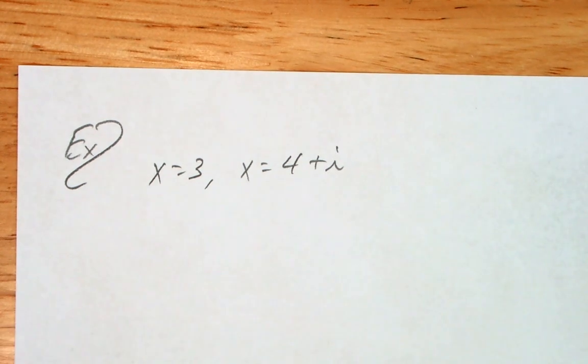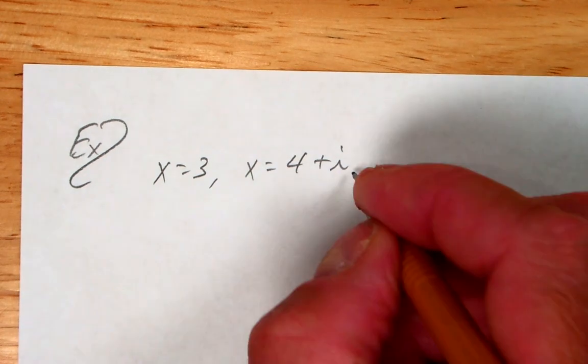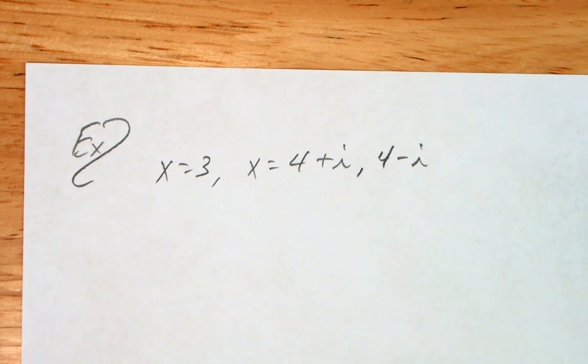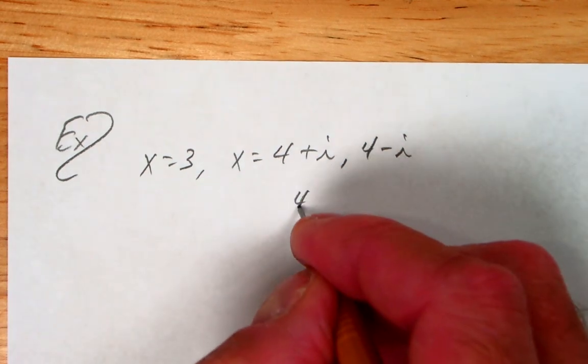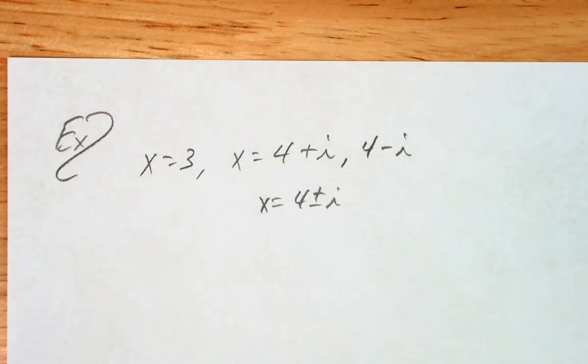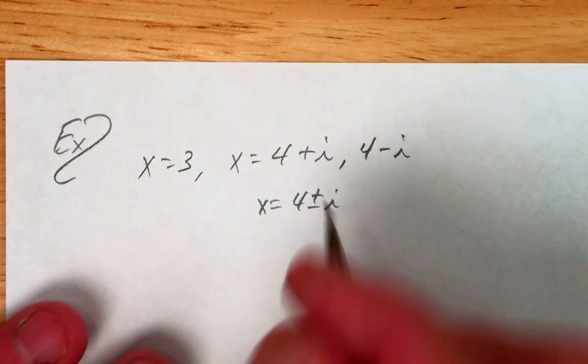So those are my solutions. Are those my only solutions? What else comes with it? 4 minus i. And I could write that as both those options. Or I could say x is 4 plus or minus i. Okay? I'm going to do the slow way first. Okay?